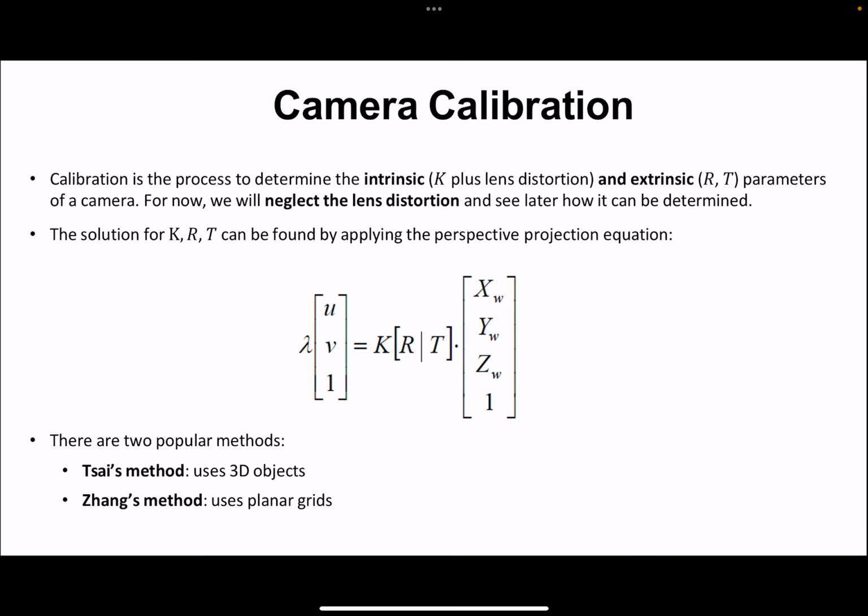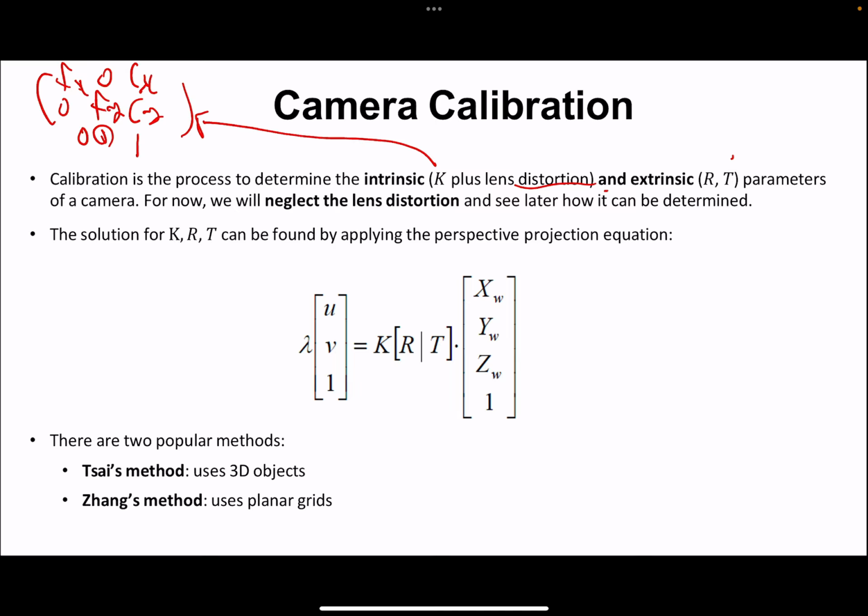As I said, camera calibration is the process to determine the intrinsic and extrinsic parameters of a camera. Intrinsic means K, we know K, right? K is the focal length in XY and the principal point in XY. Extrinsic is the 3D rotation and 3D translation. For now, we will neglect the lens distortion. Actually, intrinsic includes distortion, but we will simply neglect it and see later how we can determine it.